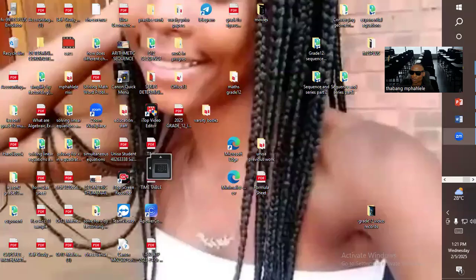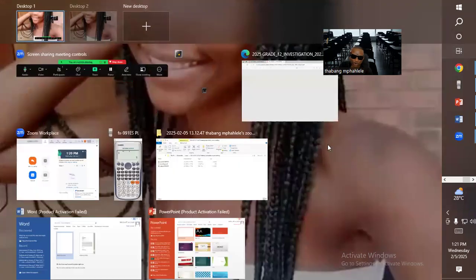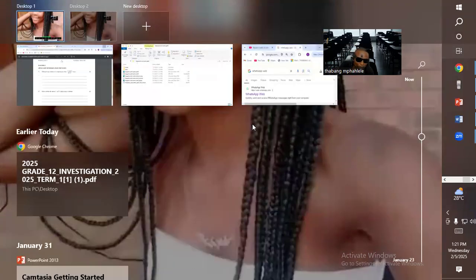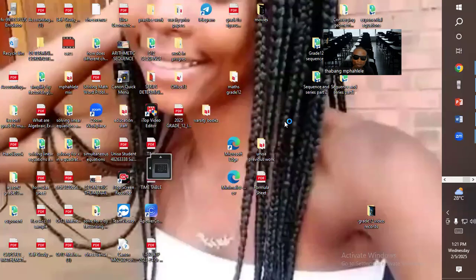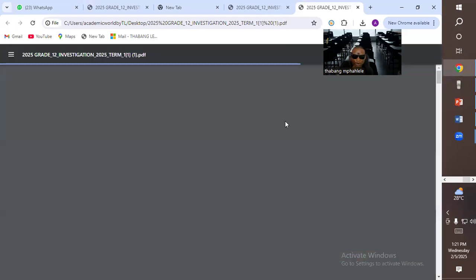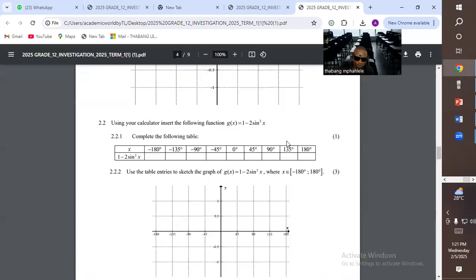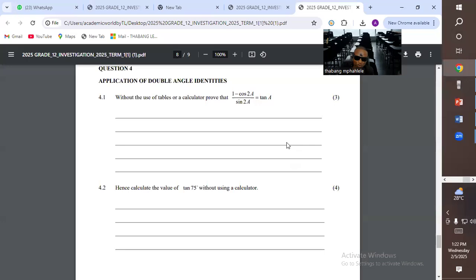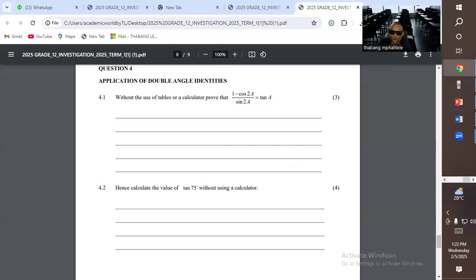I want us to discuss two questions on your investigation. I believe it's question 4.1 and 4.2. Let me share the screen so that we can look at the questions I'm talking about from your Grade 12 investigation, 2025, term 1 question paper. I've been receiving a lot of questions regarding these two questions, so without wasting time, let's look at them.